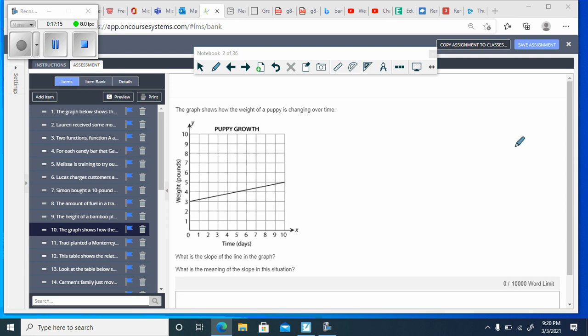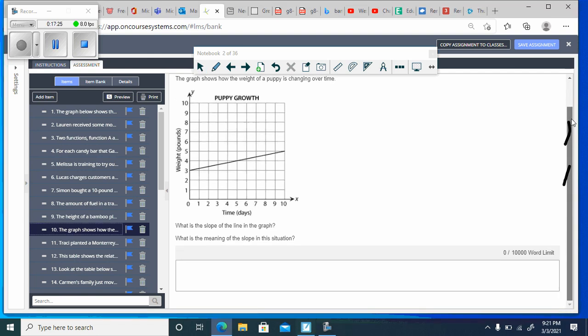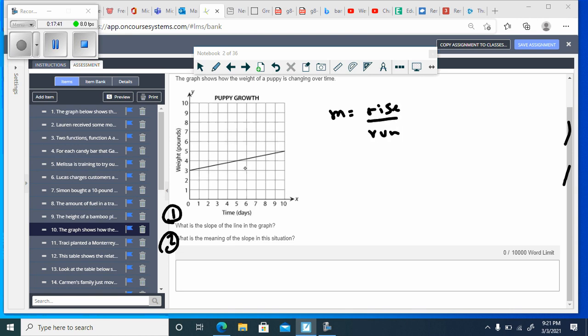The graph shows how the weight of a puppy is changing over time. What's the slope of the line in the graph? What's the meaning of the slope? Okay, well, let's find the slope. We know that slope is rise over run, change in y over change in x. We can find 2 points from grid lines. Draw us a right triangle.